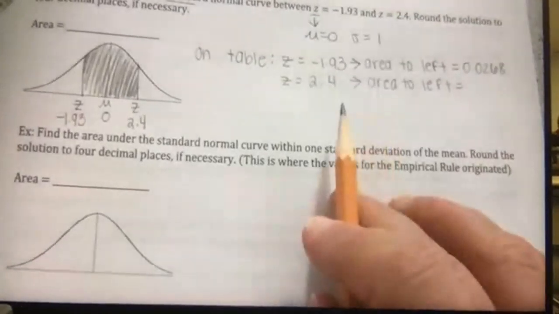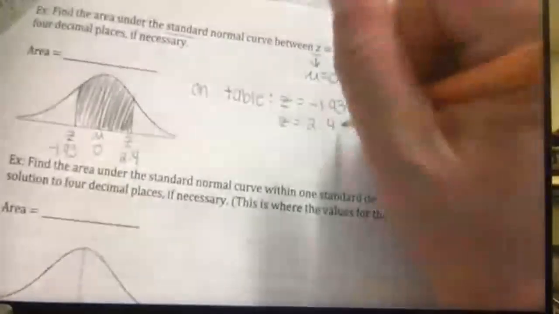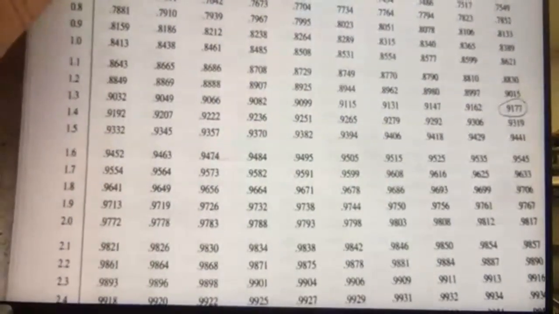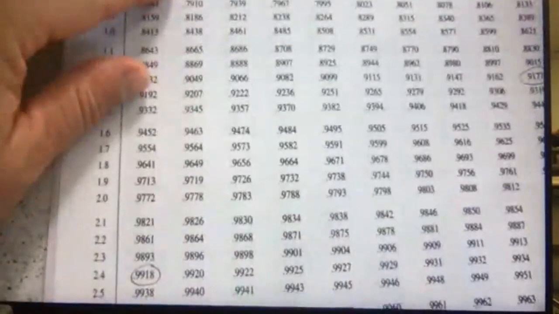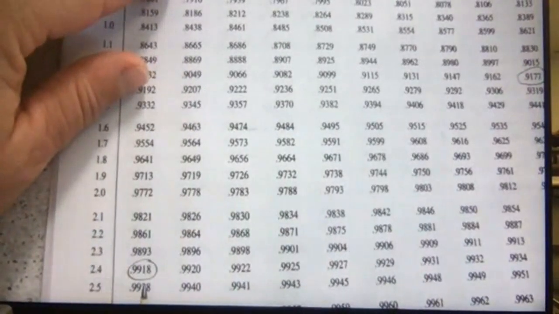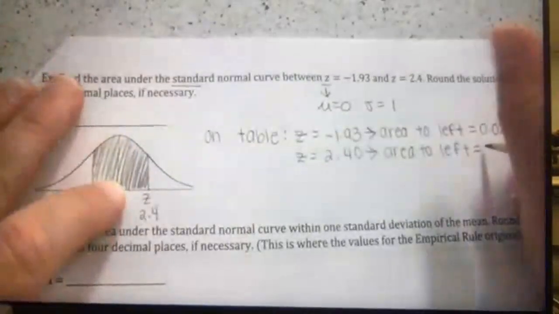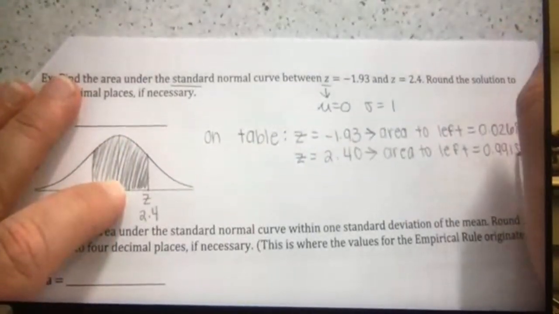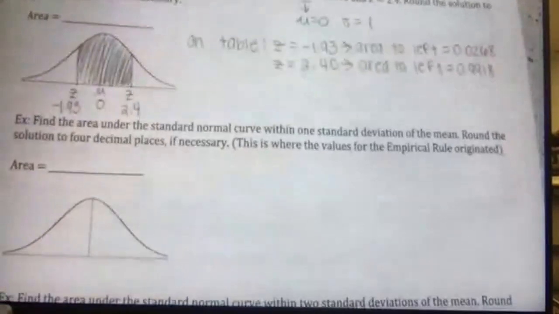Same thing for now, positive 2.4. It's the same thing, by the way, as positive 2.40. So we're going to go to our table. On the positive side, we're going to go down to 2.4, and we're going to go over 0, so 2.40. That'll be this first one, 0.9918. So 2.40 would give us 0.9918.